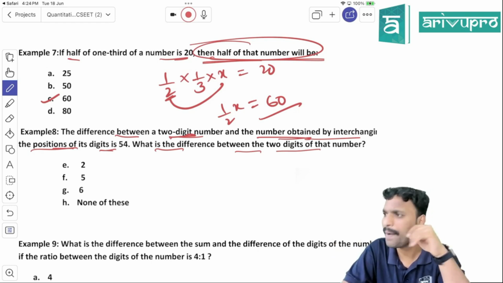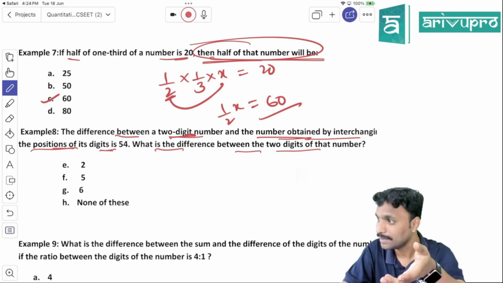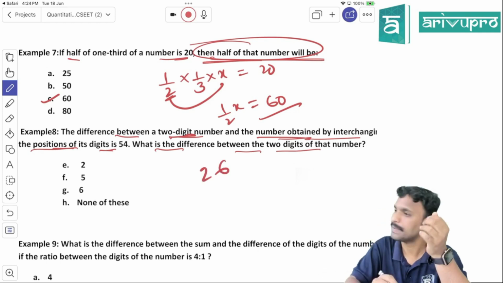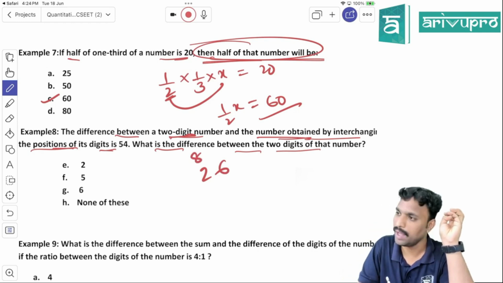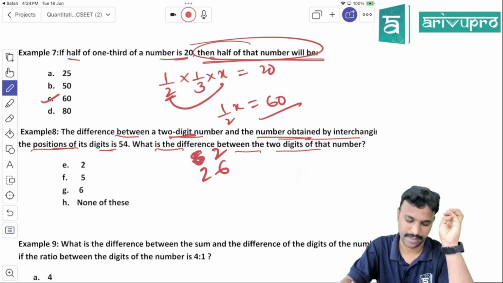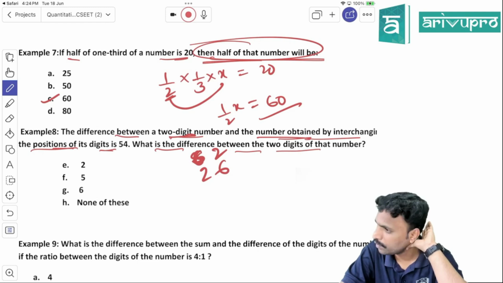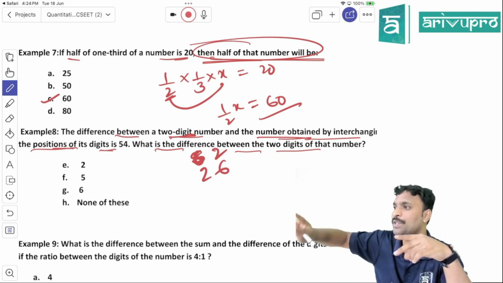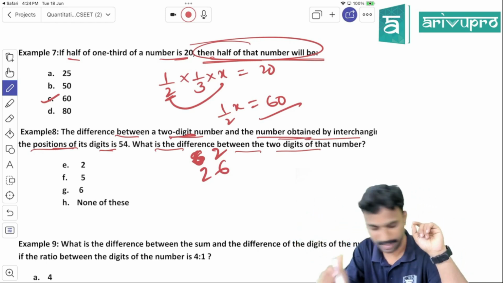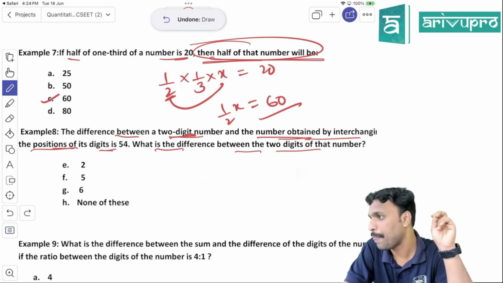Give me a 2-digit number. Any 2-digit number. 26. Reverse of that is what? 62. 62 minus 26, would you get 54? No, right? That's what they are asking. The difference between a 2-digit number and the number obtained by interchanging the 2 digits. Can you try another number where the difference is 54?